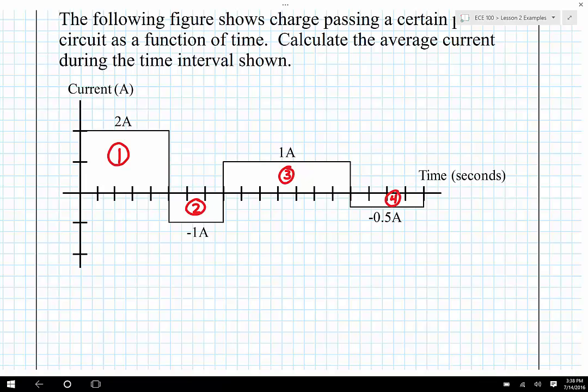So to find the total amount of charge, we're going to have to find the charge from each of the four regions. So I can calculate, for example, Q1. Q1 is going to be the current that flows during that time, 2 amps, multiplied by the time interval over which that occurs. Now you can see here that this time interval here is 1, 2, 3, 4, 5 seconds. And so this is going to be multiplied by 5 seconds. And this means that a total of 10 coulombs flows over that first interval.